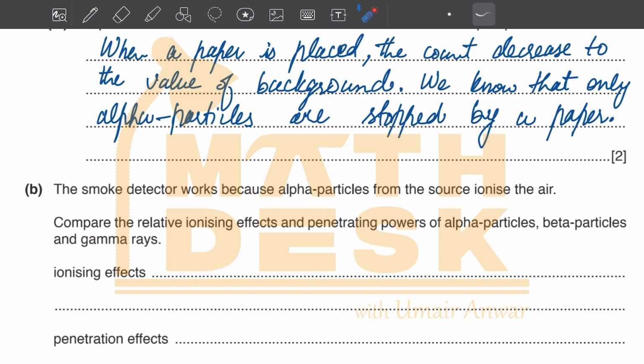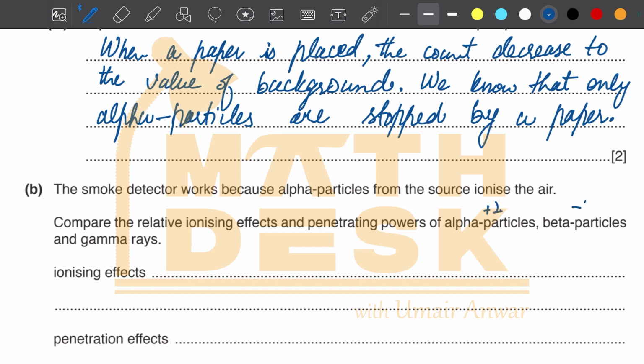Compare the relative ionization effect and penetrating powers of alpha particles, beta particles, and gamma rays. The ionization effect of a radiation depends upon its charge. So alpha particles possess a positive 2 charge. Their ionization effect is largest.